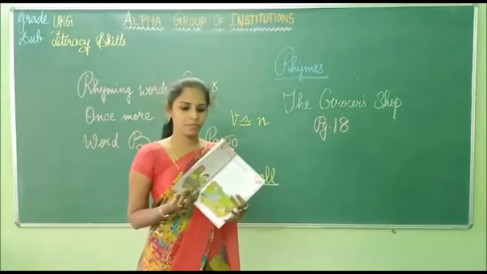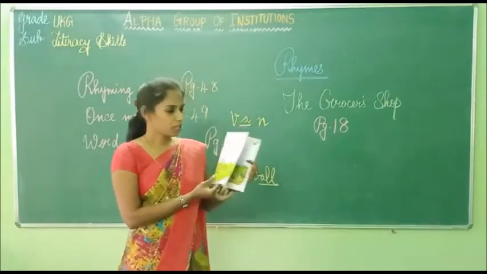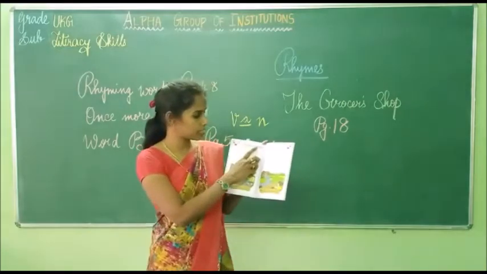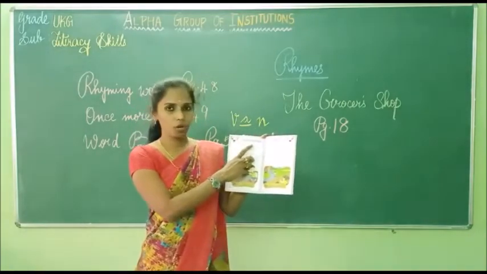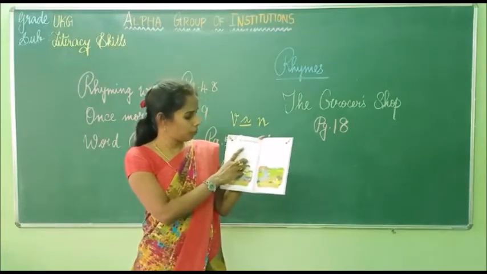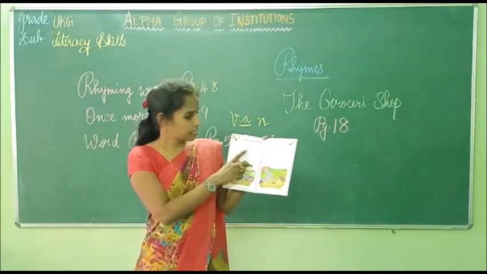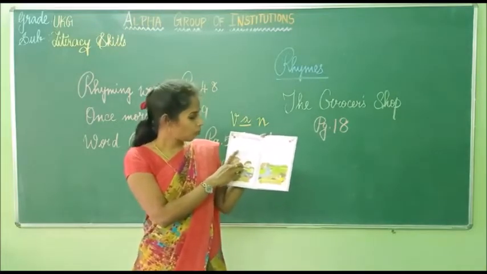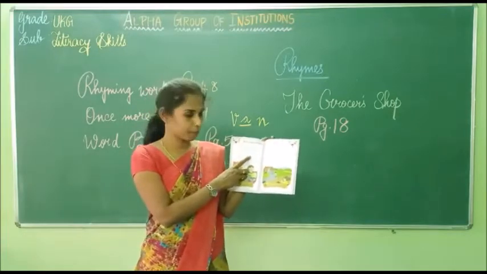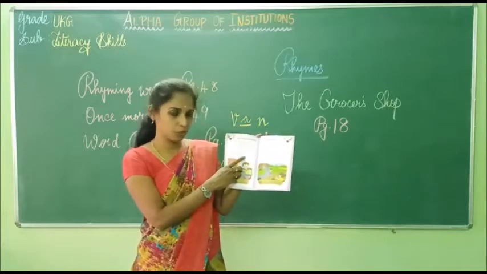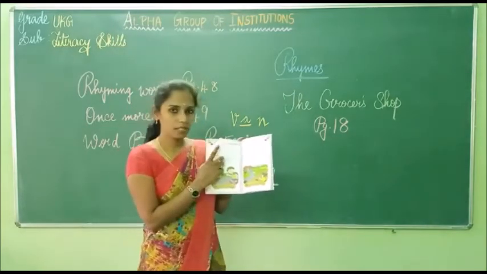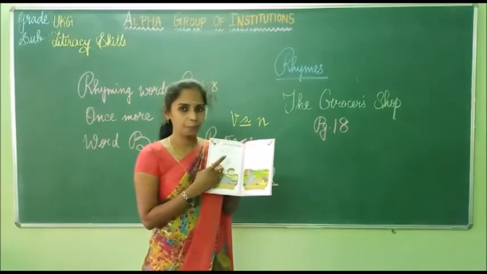Take your My Third Book of Rhymes and Songs textbook. Today our rhyme is The Grocer's Shop, page number 18. Where are you going? To the Grocer's Shop. How will you get there? With a skip and a hop. What will you buy there? A piece of cheese. May I come with you? Yes, if you please.